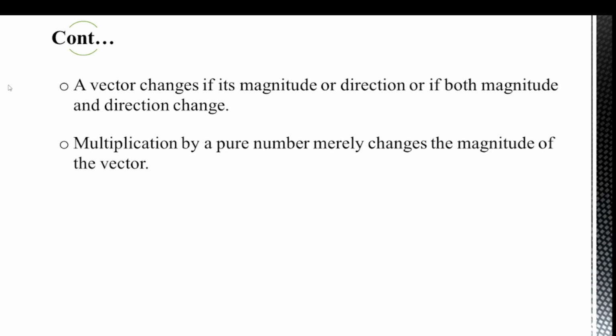Another important point is multiplication by a pure number merely changes the magnitude of the vector. If you multiply any vector by a positive number, what will you see? You will see a change in the magnitude of the vector. In this case, the direction will not be changed.